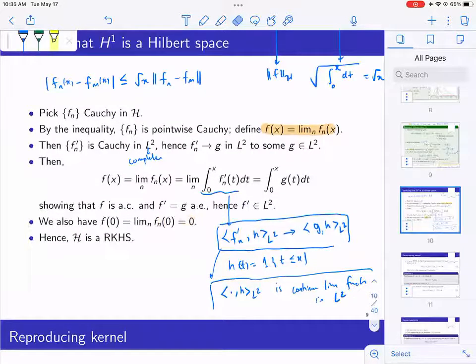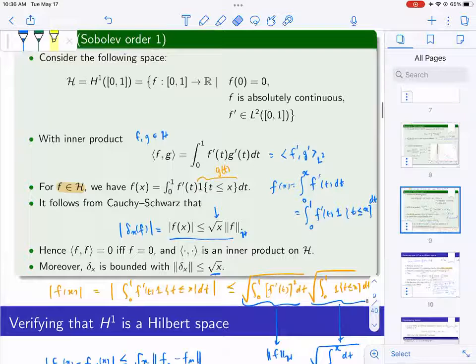So we conclude that f belongs to H. We started with a Cauchy sequence and constructed a limit that's in H. And so the space is complete. Okay, so this space is an RKHS. The only thing that we did is to show that there is an inner product for which this is a Hilbert space, and the evaluation functional is bounded.